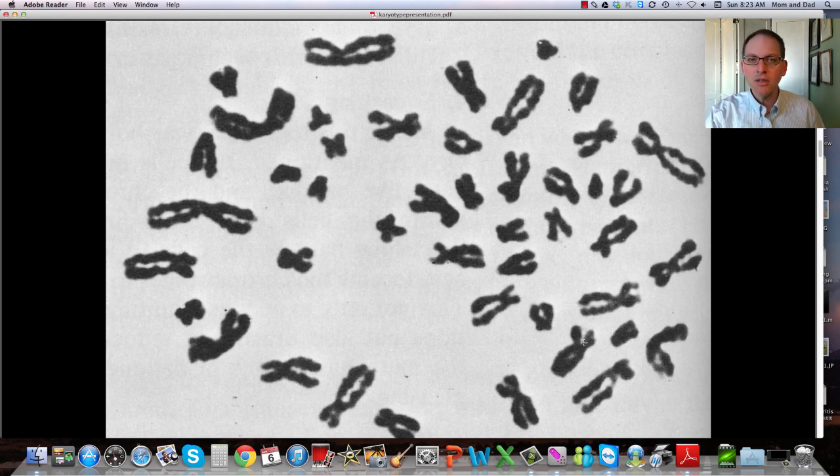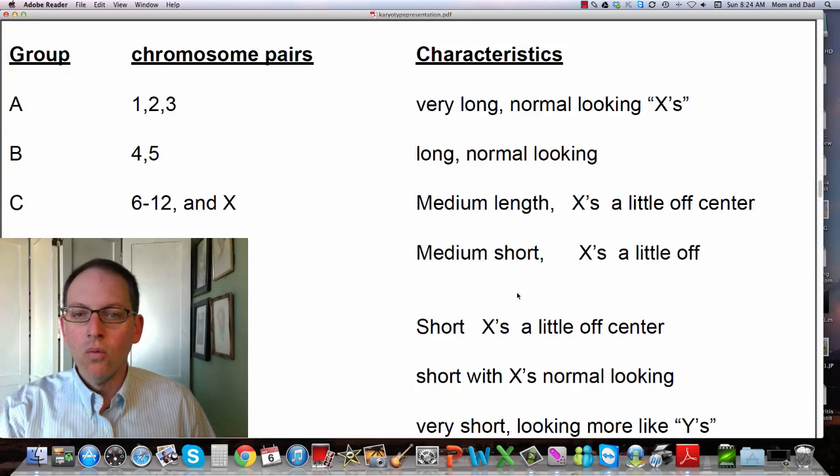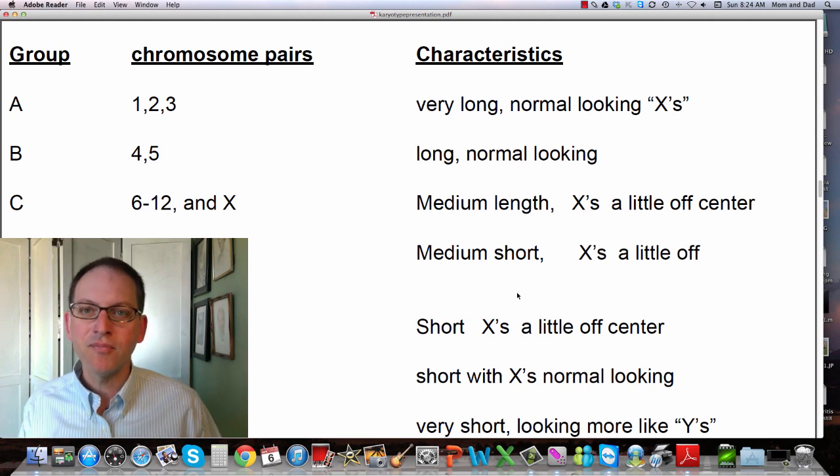The next step is what we are going to be doing. We are going to be taking these chromosomes and arranging them in pairs from largest pair to smallest pair, and then that'll give us some information about this person. Once they're arranged, then we can get some information. And how do you end up arranging them?